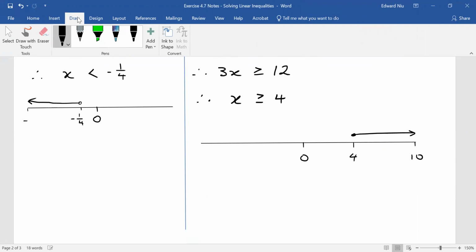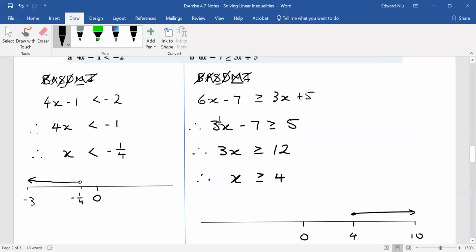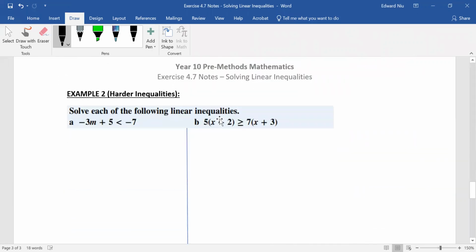Let's say this here is -3. Okay, and so on and so forth. All right, and that's how you do the basic inequalities. Just like your linear equations, it's just that we have an inequality symbol instead of an equal sign.